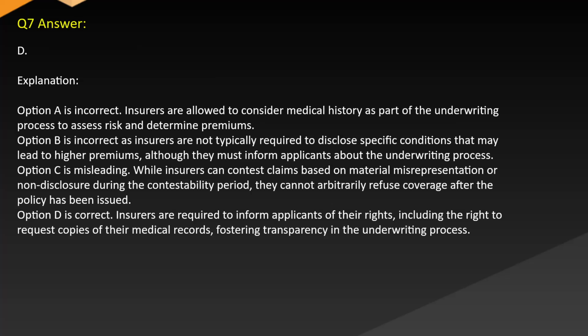Answer D. Explanation. Option A is incorrect. Insurers are allowed to consider medical history as part of the underwriting process to assess risk and determine premiums. Option B is incorrect as insurers are not typically required to disclose specific conditions that may lead to higher premiums, although they must inform applicants about the underwriting process.